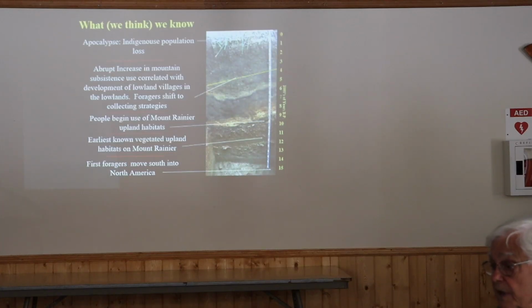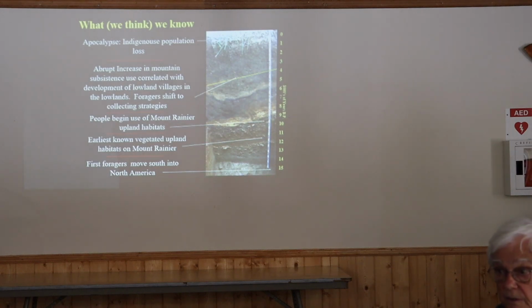People began use of Mount Rainier habitats about 10,000 years ago, 9,600 years ago or so, and these cascades generally start about that period of time. About 4,000 years ago, there's an abrupt increase in mountain subsistence, an abrupt increase in the number of archaeological sites, and in the few that we've had the ability to excavate, an increase in the density of materials at those sites at about 4,000 to 5,000 years ago. That is consistent with a change of use. Certainly more use, heavier use.